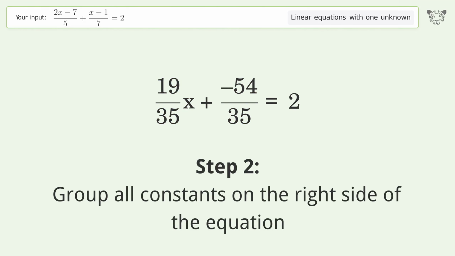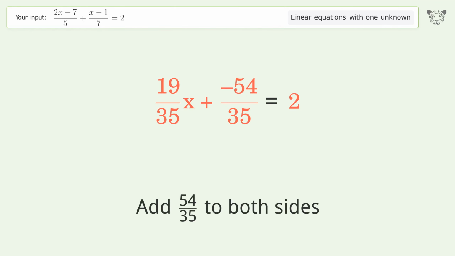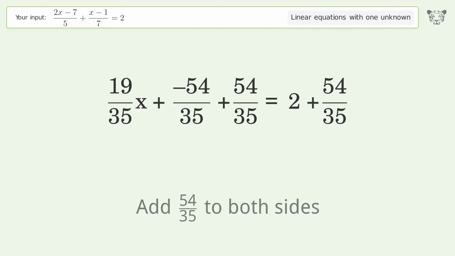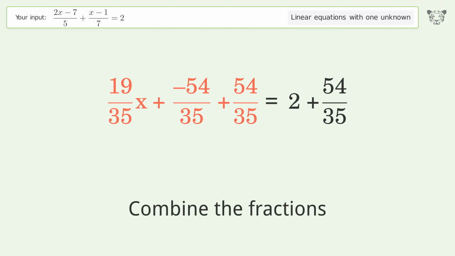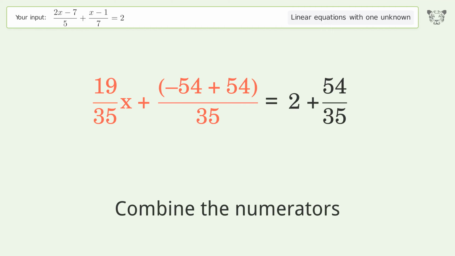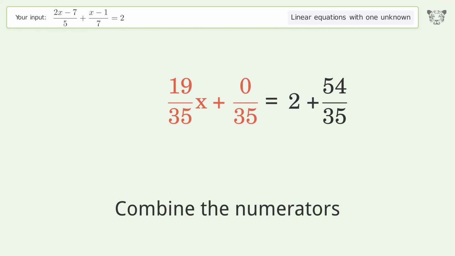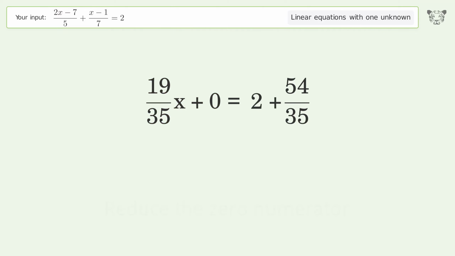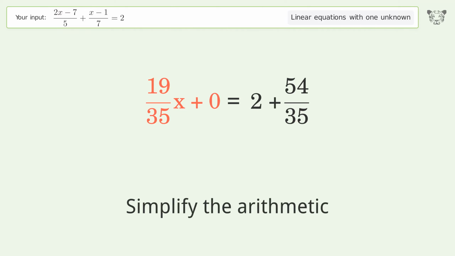Group all constants on the right side of the equation. Add 54/35 to both sides. Combine the fractions. Combine the numerators. Reduce the zero numerator. Simplify the arithmetic.